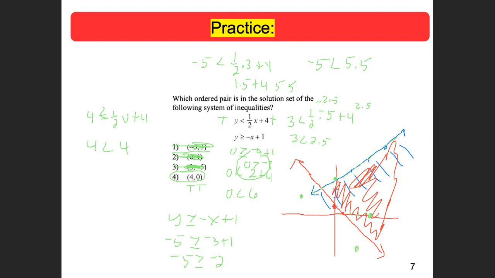So the answer should be 4 or letter D. Any questions on that? So those would be the two methods that you could use tonight to figure out if something is a solution or not.